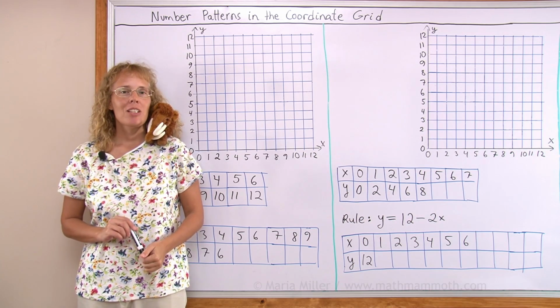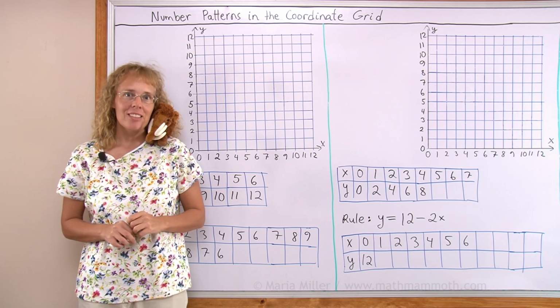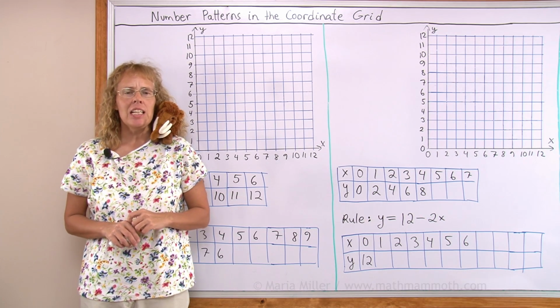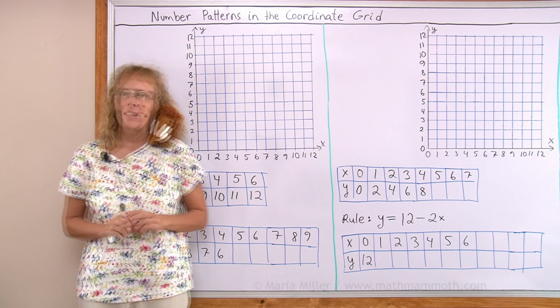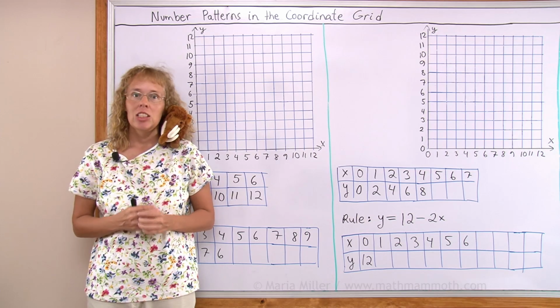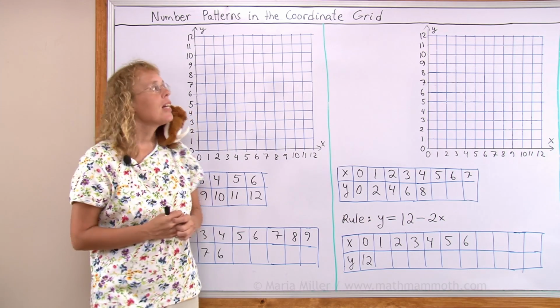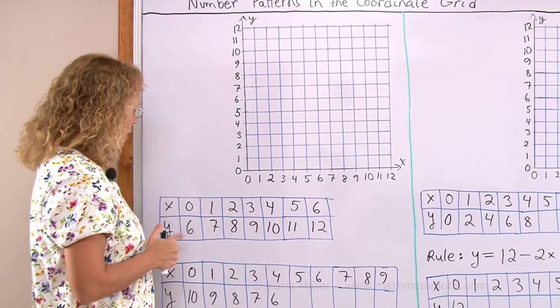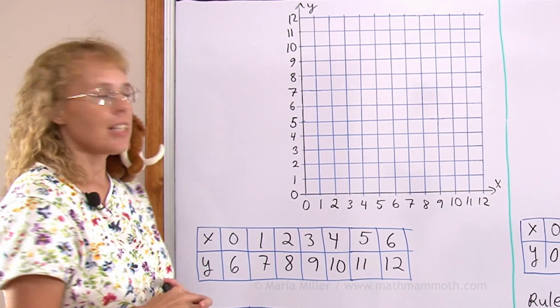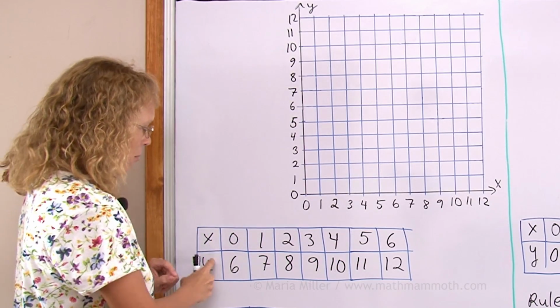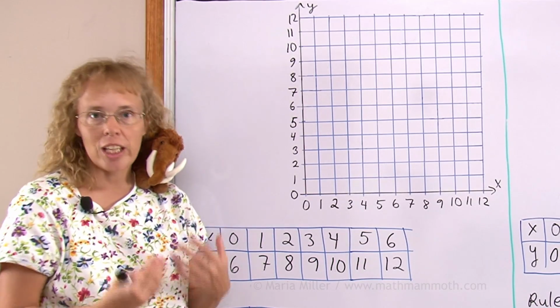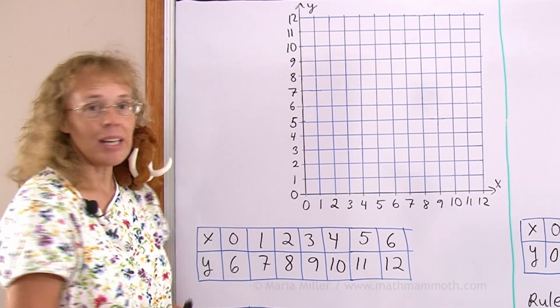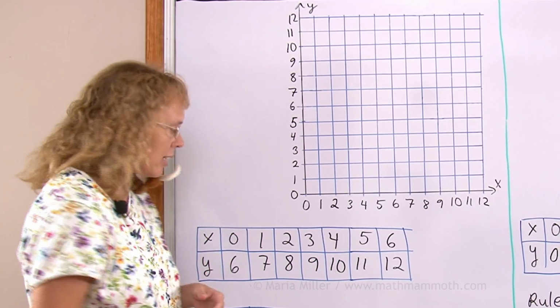In this lesson we're going to look at some number patterns in the coordinate grid. And if you don't tell anybody, I'll tell you that this is actually an introduction to functions. Okay, now here we have a number pattern that has two numbers, x and y, that are tied together. There's a connection between x and y each time. Can you tell me what that connection is?